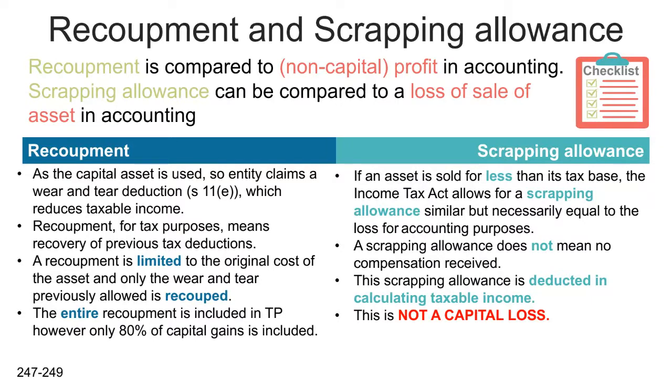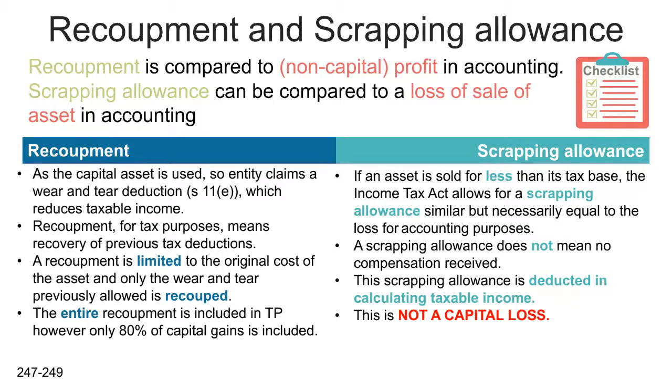With the scrapping allowance, again, it's like the loss on sale. We're going to say, okay, what is the tax base? What did you sell it for? The difference between the tax base and what you sold it for is technically your loss on sale, and we're going to call that the scrapping allowance. For that, the taxman will allow you a deduction, just like how when you have a loss on sale in accounting, you minus it from profit.